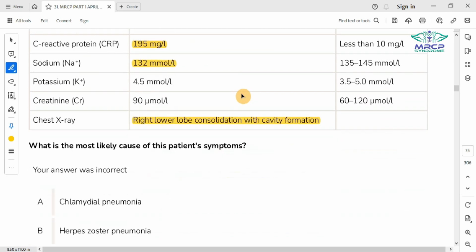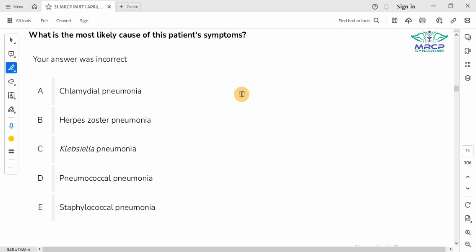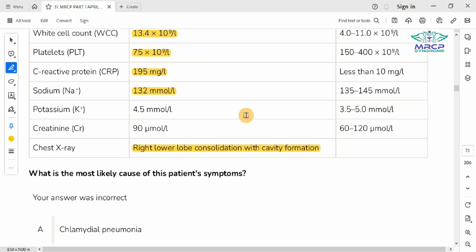So what is the most likely cause of the patient's symptoms? Chlamydial pneumonia, herpes zoster pneumonia, Klebsiella pneumonia, pneumococcal pneumonia, and staphylococcal pneumonia.